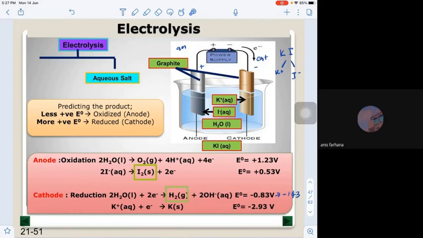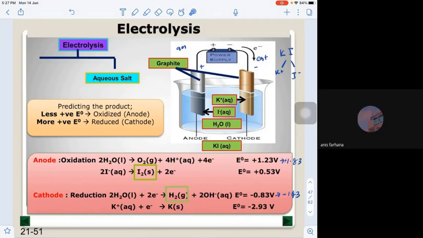And then what happens at the anode? It's either H2O or iodide that will be oxidized. So H2O turns to oxygen, plus 1.23. Iodide turns to I2, it is plus 0.53. So if we consider overvoltage here, it will turn up to 1.83, right? Positive 1.83. Now we want to predict what will be the product at the anode and cathode.